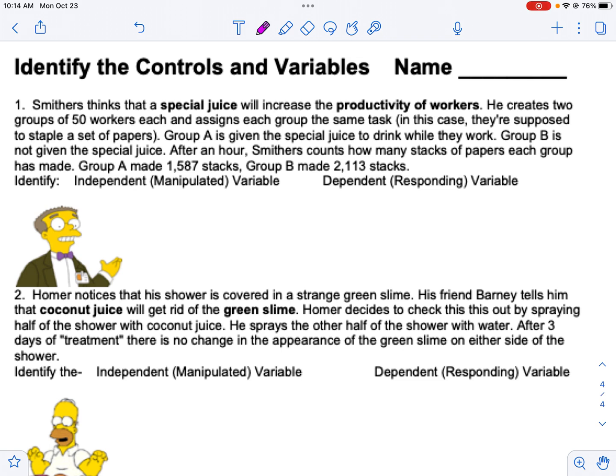Group A is given the special juice to drink while they work. Group B is not given the special juice. After an hour, Smithers counts how many stacks of papers each group has made. Group A has made 1,587 stacks, and Group B has made 2,113 stacks. Identify the independent variable and the dependent variable. So we're going to say that the special juice is your independent, and it is affecting the productivity of your workers.